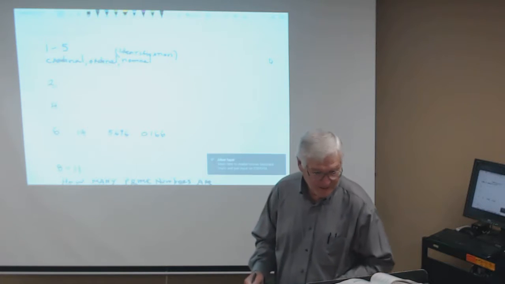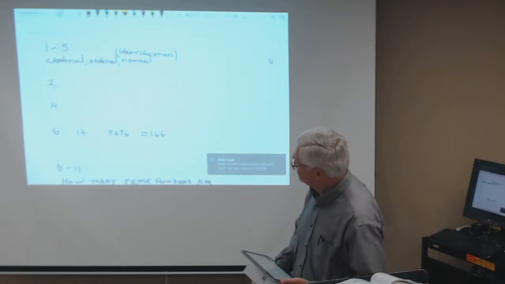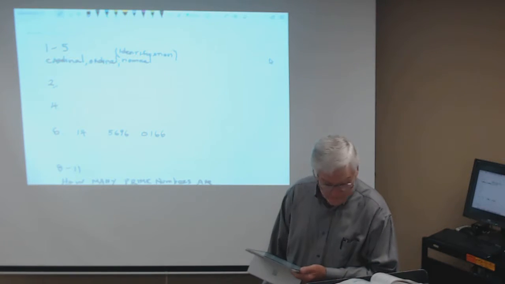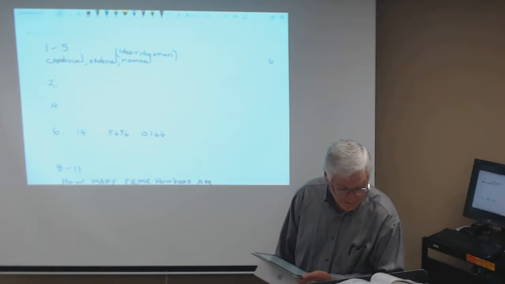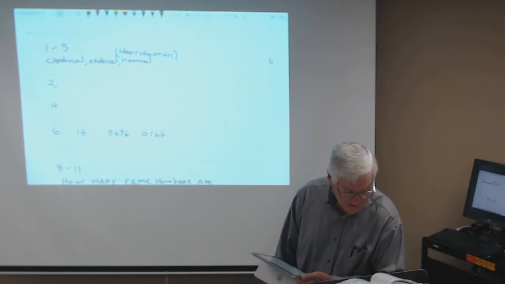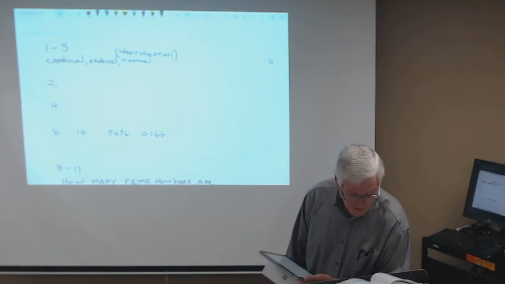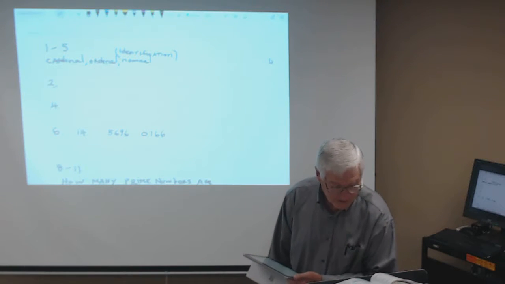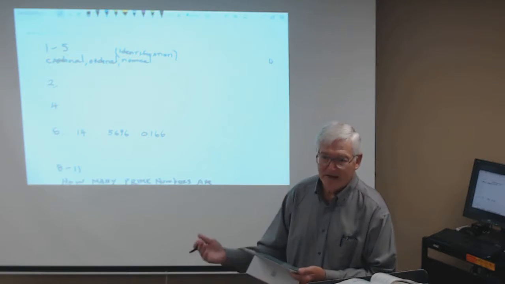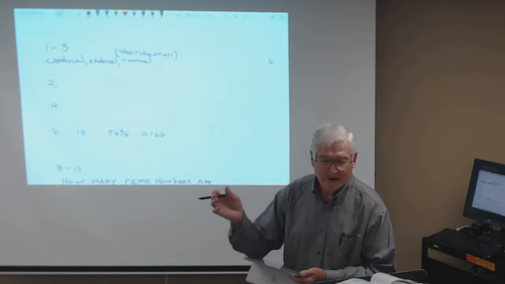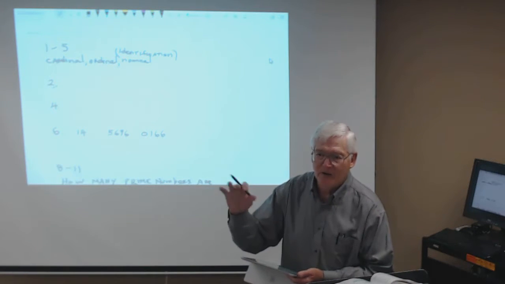5.1, page 239. Exercise 1 through 5. Identify the underlined item as a cardinal number, an ordinal number, or a nominal number. Now, nominal is the fancy name for it. The textbook calls it identification, but sometimes you'll see that word nominal used out there.